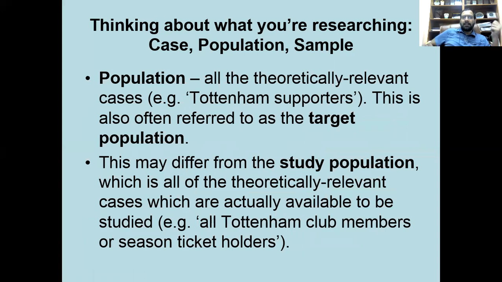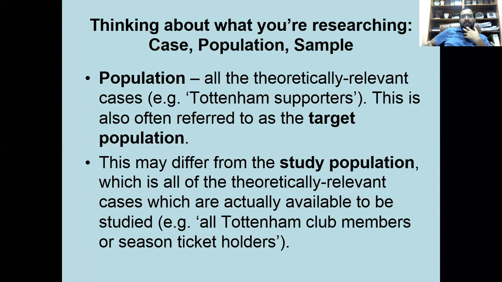So all the theoretically relevant cases, that is also often referred to as the target population. So if you are looking, for example, for individuals having a clot after vaccination, it means now you look for all those people who have this problem. So this is called your target population.